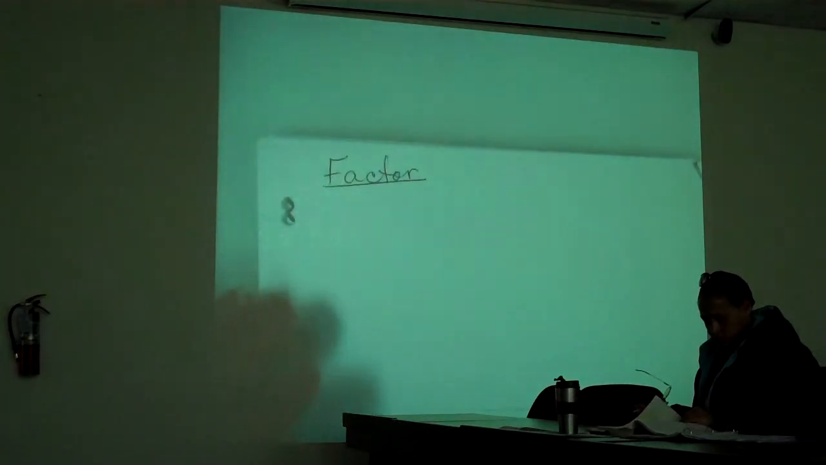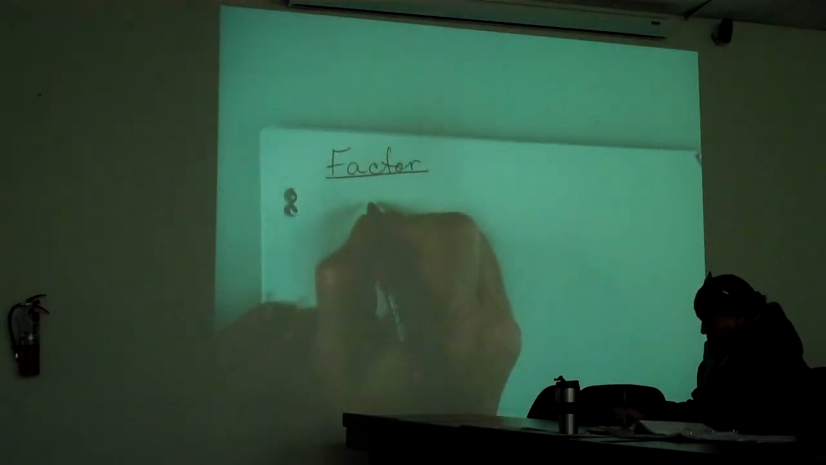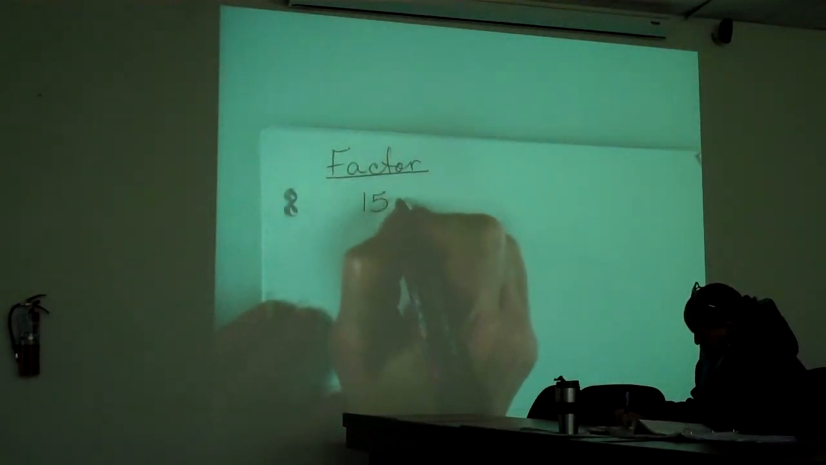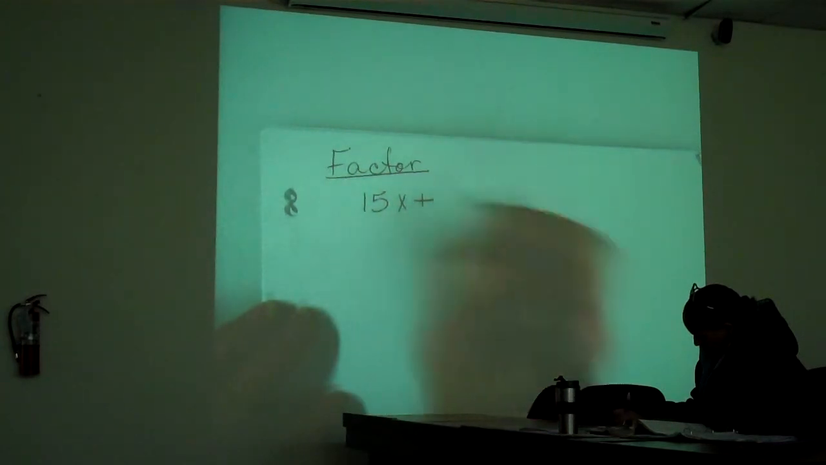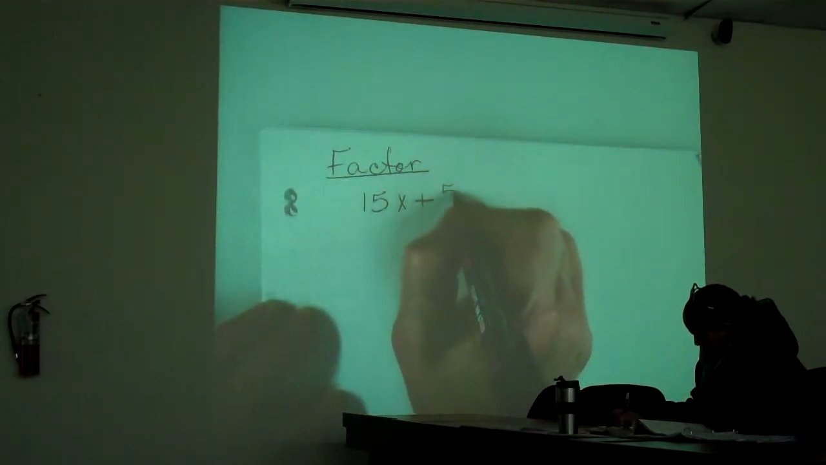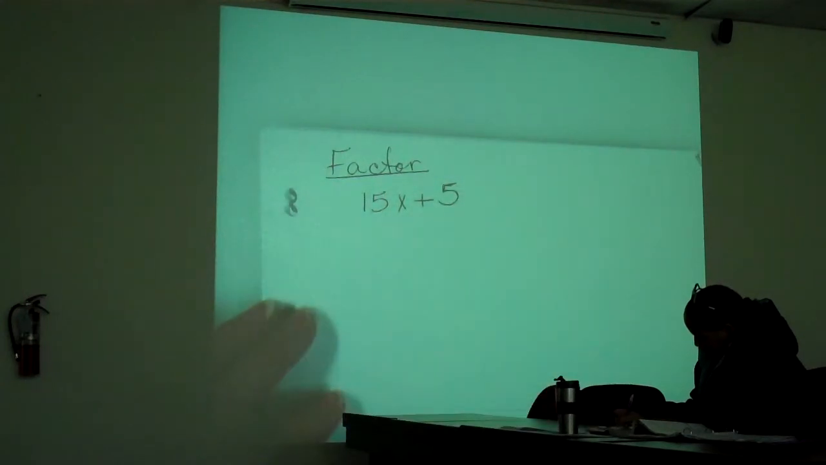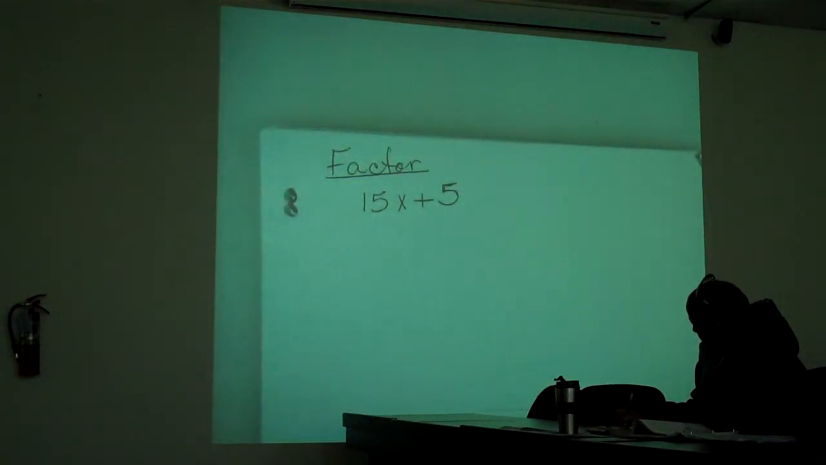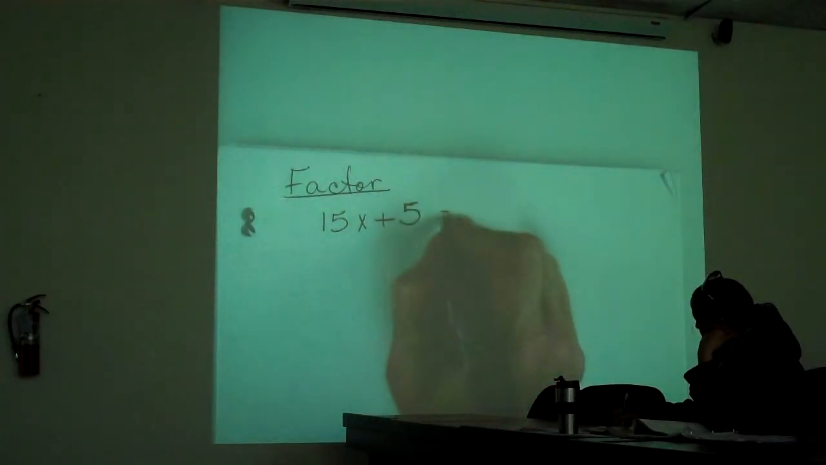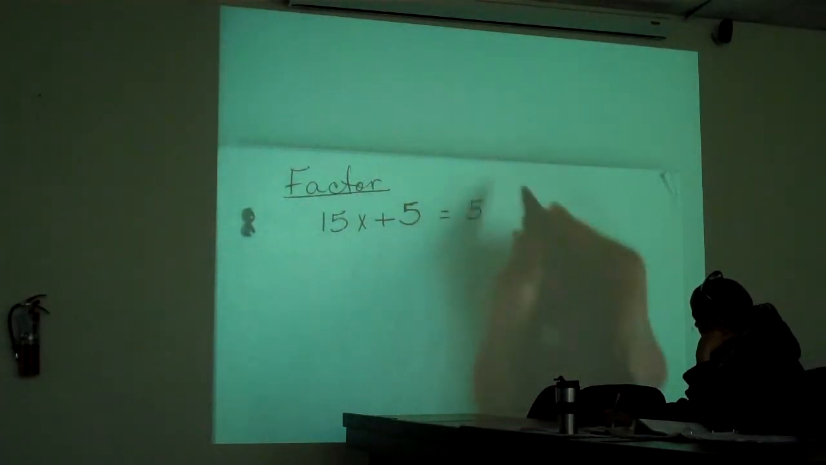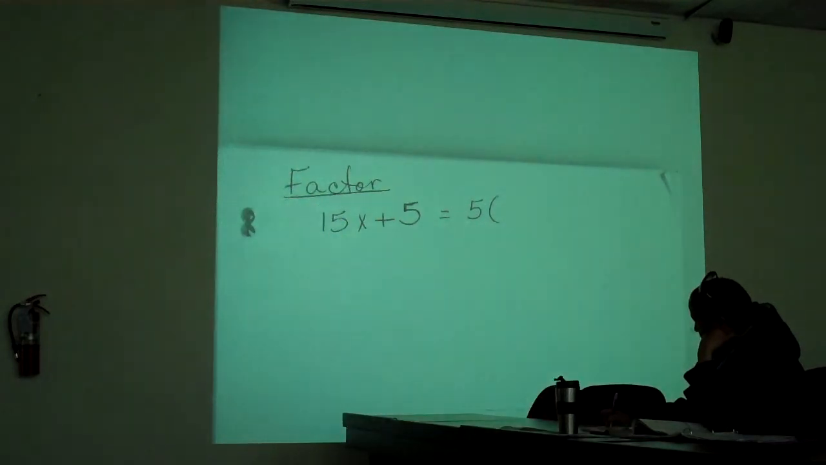To factor, let's say you have 15x plus 5. What does the 15x and 5 have in common as a factor? What will divide into them? The 5 is what they have in common. You're going to put the 5 on the outside of the parentheses. You don't close the parentheses till you're done working.